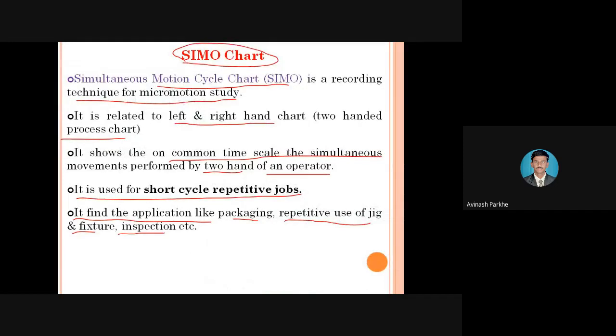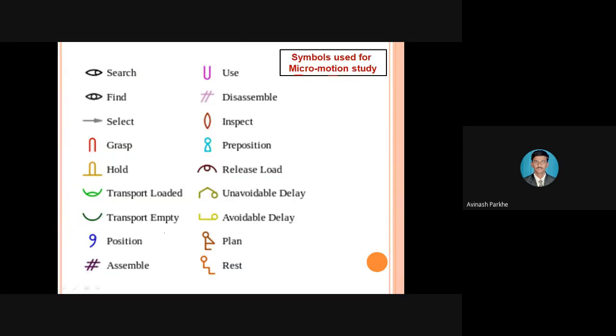Whatever data you get from the micro motion study, you will get the time of each and every activity. Then we record all those videos. All those activities can be represented using one of the charts, and that chart is called a Simo chart. Now these are the standard symbols. Whatever movements are taking place by the left hand and whatever movements are taking place by the right hand, all of them can be represented in the form of a chart. That chart is called a Simo chart.